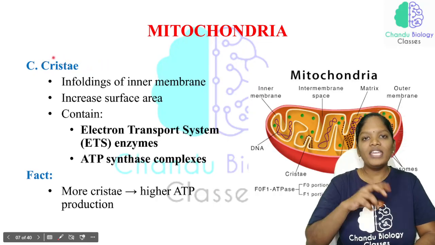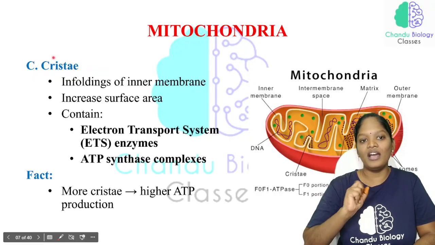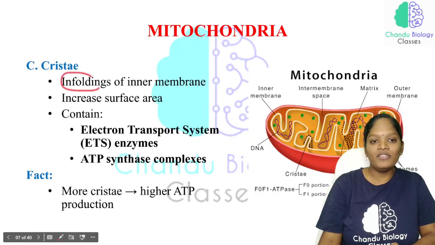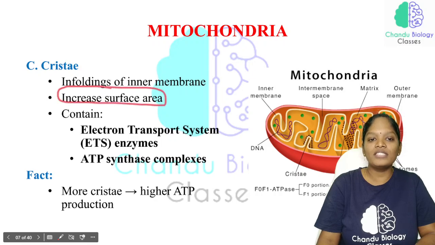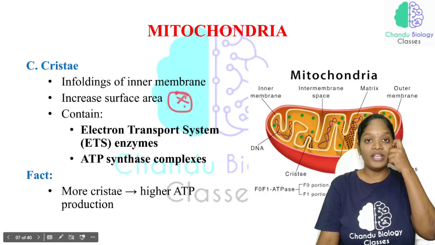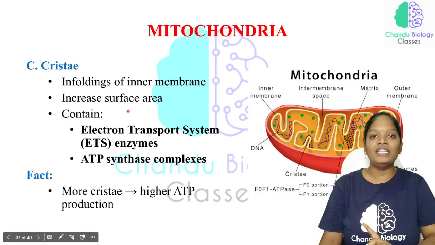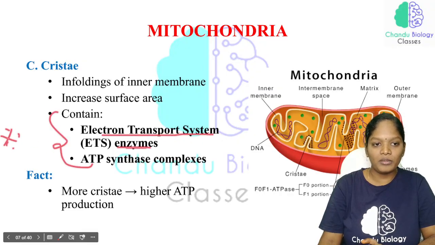Why does the inner membrane have to fold? To increase the surface area. So the foldings of the inner membrane, we call that structure cristae. And why does it have to fold the inner membrane? To increase the surface area. That is the main reason the inner membrane undergoes foldings, right? Now what are all the things it contains? It contains electron transport system enzymes. So this is an important thing you have to keep in mind.